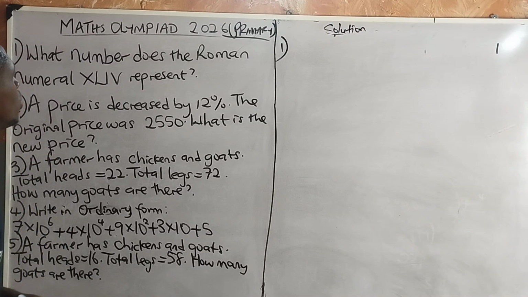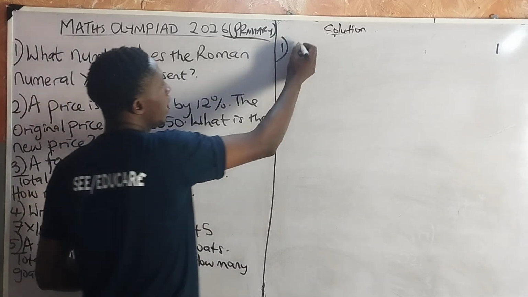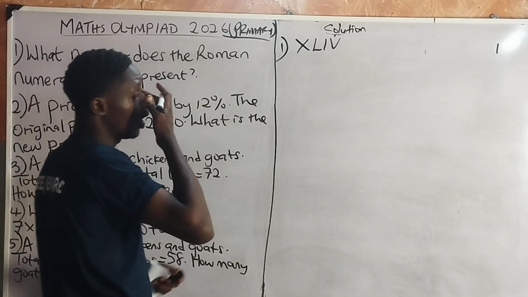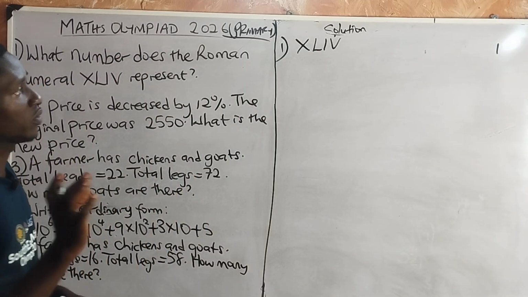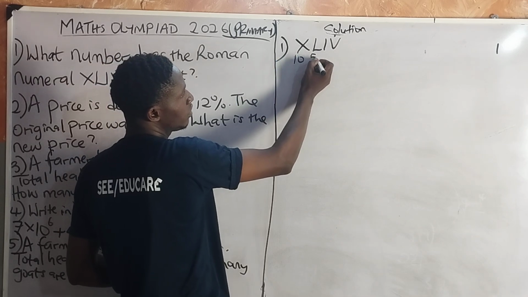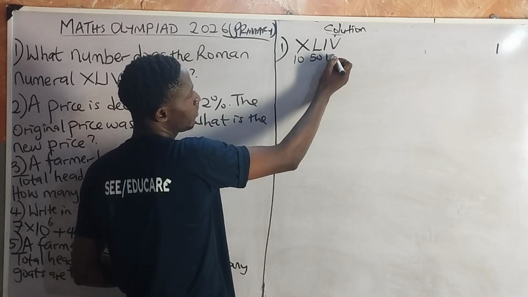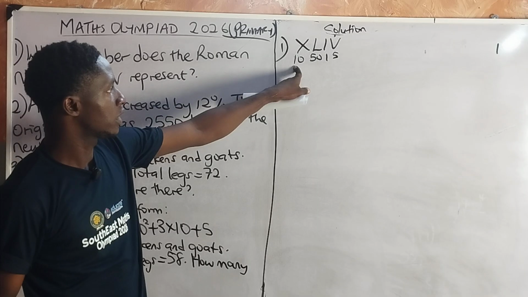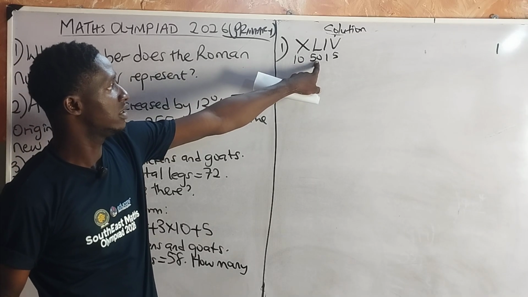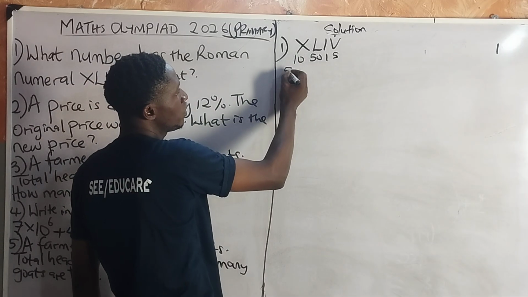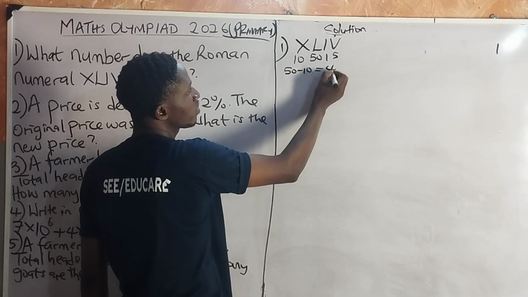What number does the Roman numeral XLIV represent? There's a pattern that we use to solve this kind of question. X is normally 10, L is 50, I is 1, V is 5. The rule is that whenever you have a number that is less than the next number, you subtract. So 10 is less than 50, so it will be 50 minus 10, which is 40.